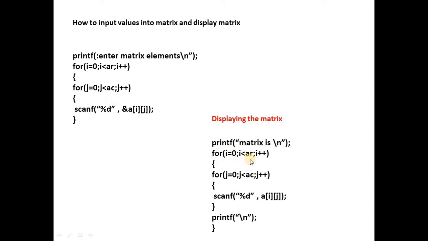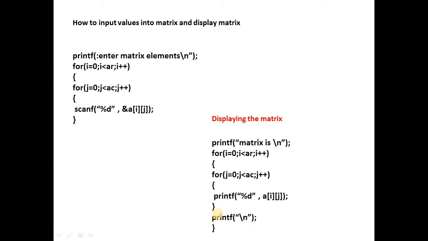So you will be displaying like this. For i = 0; i < AR; i++. Instead of scanf, you will be having printf, so printf("%d", A[i][j]). And the reason you write this particular thing is, once a particular row is completed, you need to go to the next row. So once the inner loop is false, it will add one line, and then it moves to the next row. So in this way, this is how the matrix is displayed.